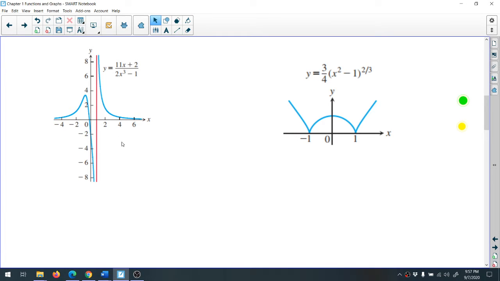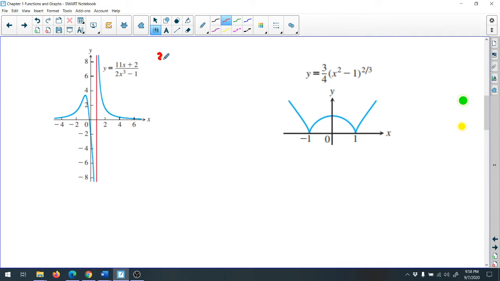As I promised to bring different kinds of functions, we have this type of function, which is a rational function. If you want to find the domain and range, you have the restriction here, this red line. This rational function, 11x plus 2 over 2x cubed minus 1. 2x cubed minus 1 can never be 0. Never.